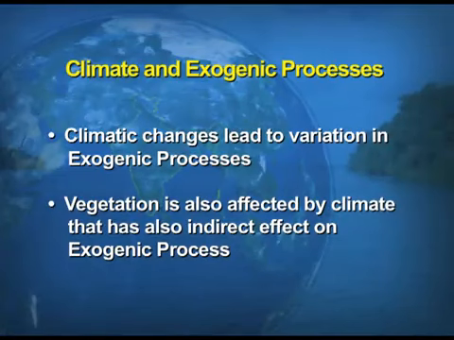Now, when we talk about the exogenic processes, we talk about different areas, and all the areas do not experience the same type of climate. So, climate has a major role when the exogenic processes take place. Climate changes lead to variation in exogenic processes, because the climate does not remain the same everywhere. Vegetation is also affected by the climate. It is very clear that the vegetation will correspond to the type of climate. So, indirectly vegetation is also a part of the exogenic forces.